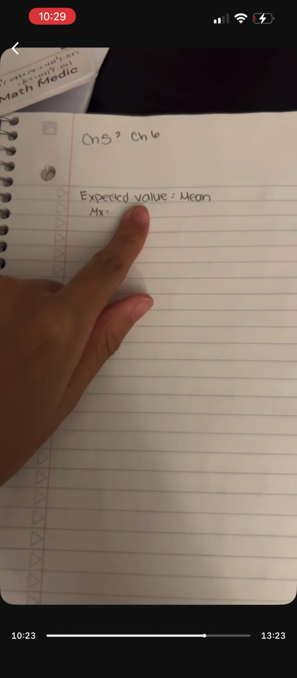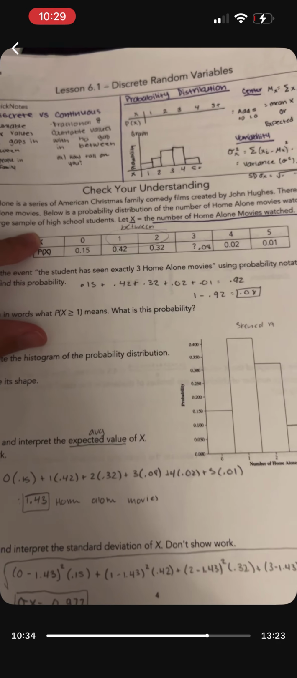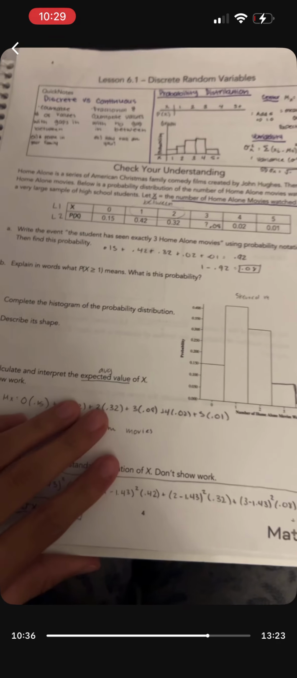Okay, so now we're going to go over expected value. Remember, this just means mean or MX. The only difference is that for this one, it's called expected value because you have two lists. So remember this one.